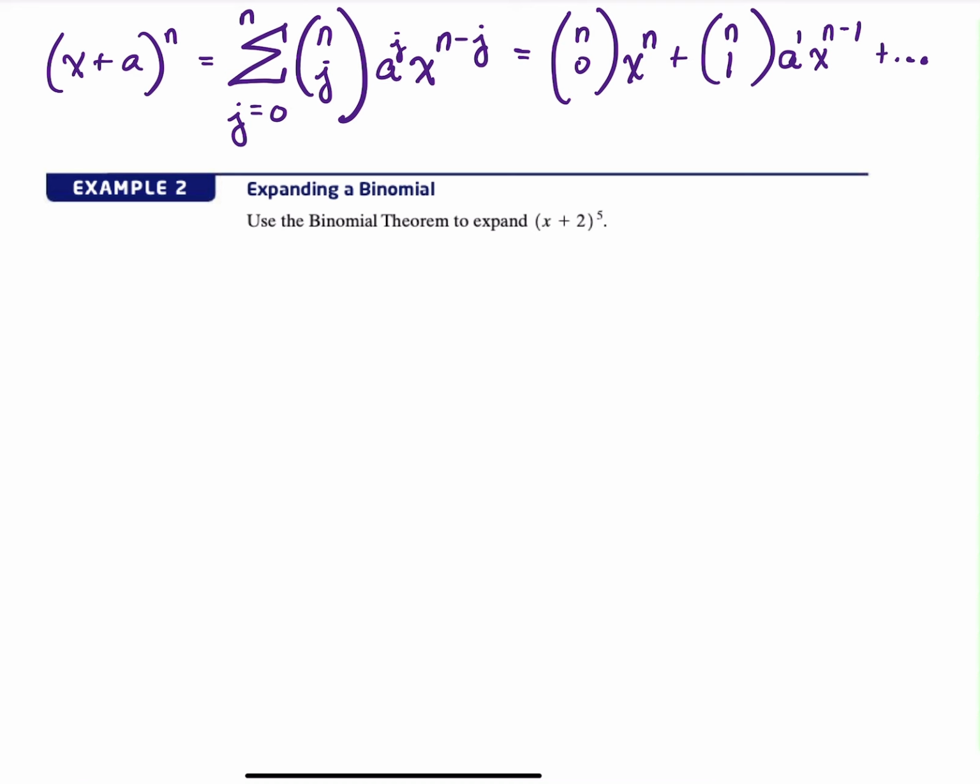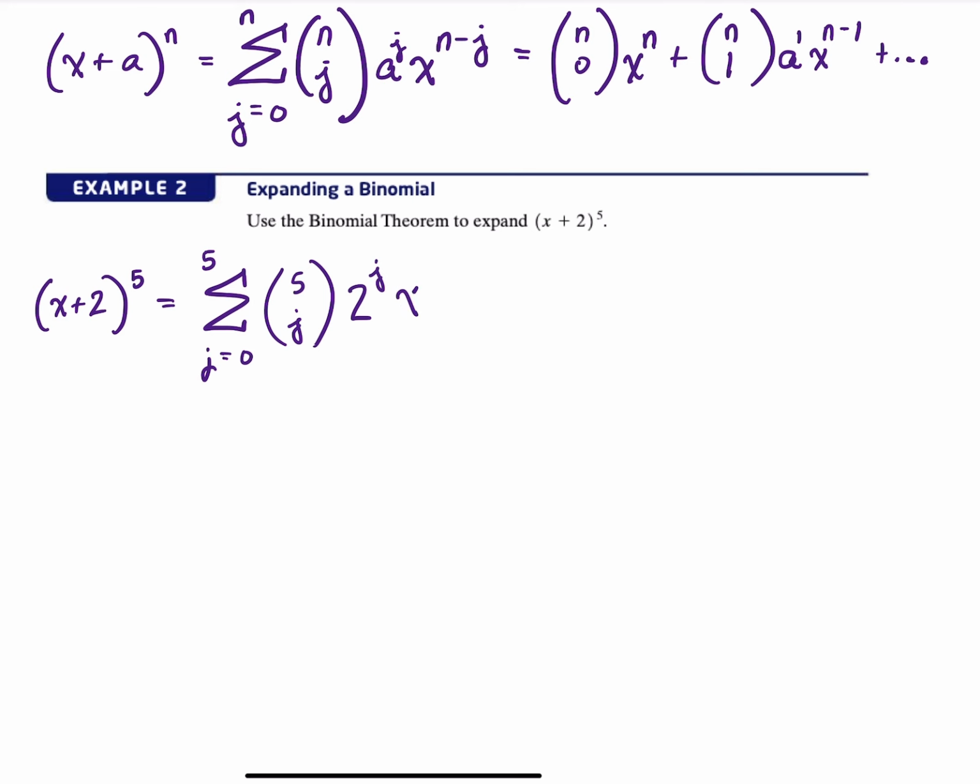So let's start with example 2. We're going to do x plus 2 to the 5th power. So using our formula, this should be the sum j going from 0 to 5 of 5 choose j times 2 to the j power times x to the power of 5 minus j.